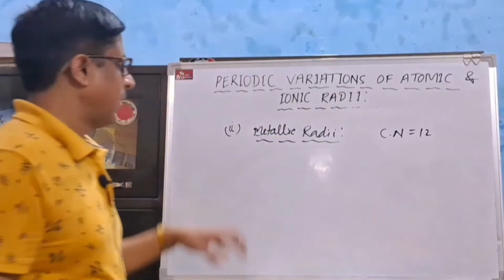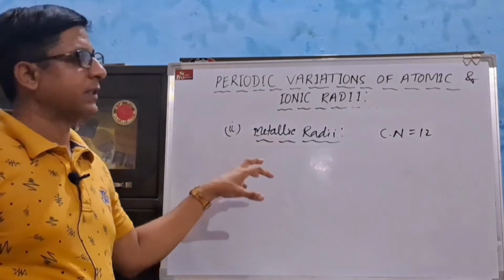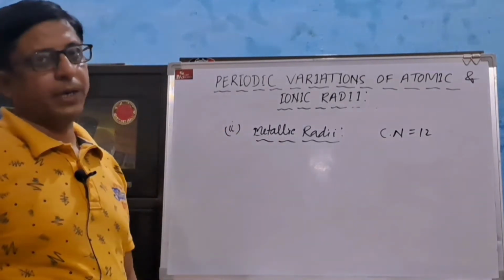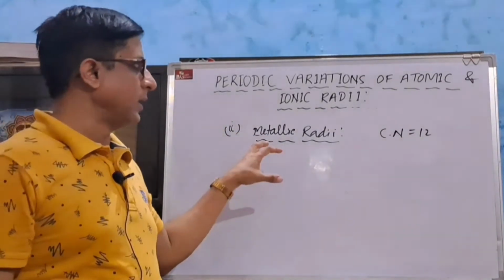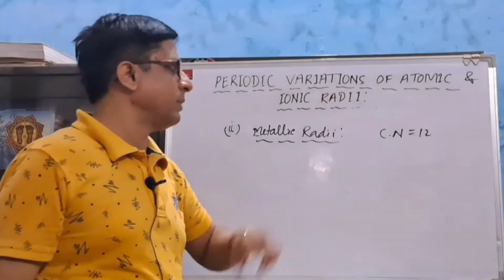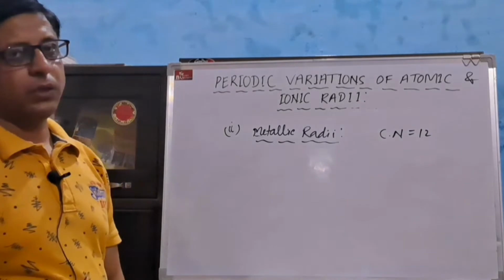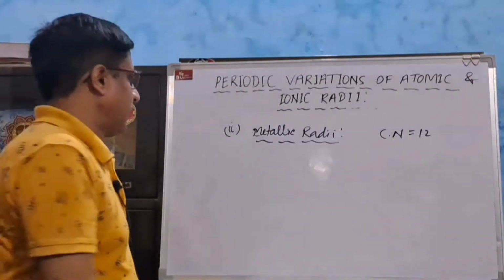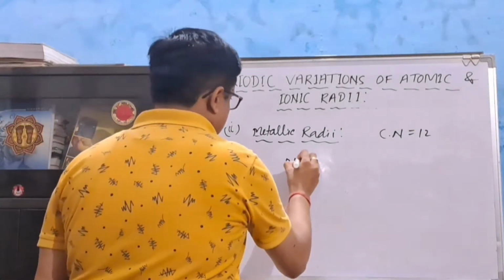This is 1/2 of the distance between the two neighboring atoms of a metallic crystal having a close-packed structure, in which the metal exhibits coordination number 12.